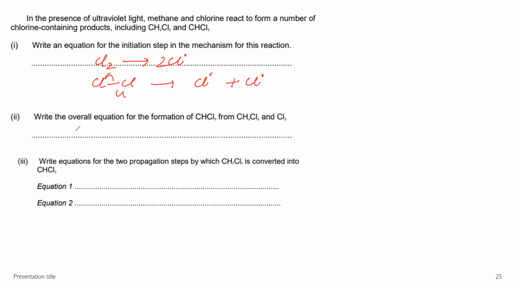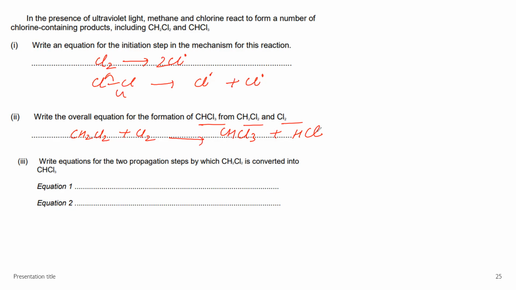Now they are asking to write the overall equation for the formation of this from this and this. Okay. So CH2Cl2 plus Cl2 to form CHCl3 plus HCl would be there. Now check whether the equation is balanced or not. Pause the video and check. I think it is already a balanced equation. So next they are asking to write the equation for the two propagation steps by which this is converted to this.